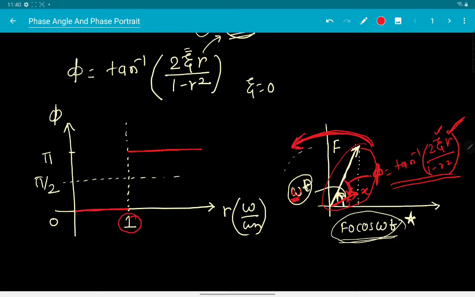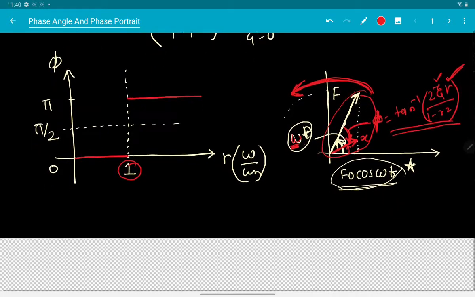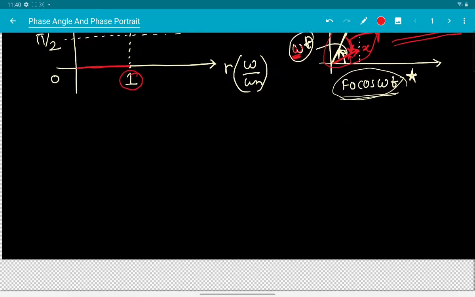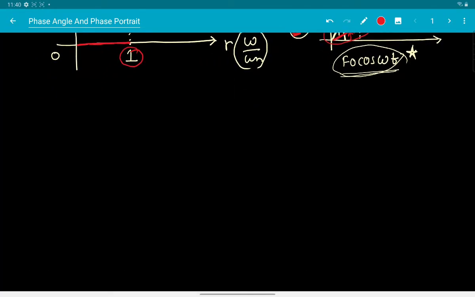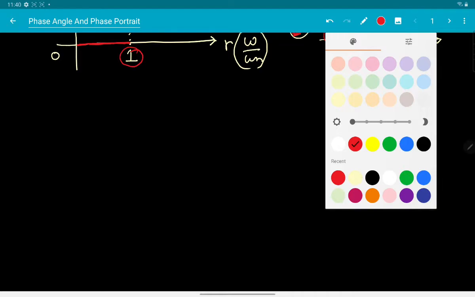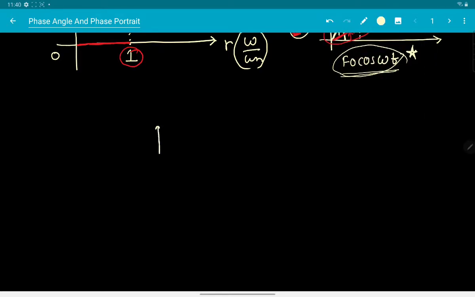And now what we are going to do is try to draw other forces as well on this phase diagram. What we have just now drawn is called a phase diagram. So let me redraw that. This is the x-axis, this is the y-axis, and we just now have drawn f like this. Then we have also drawn x, which was something like this, which was lagging f. And this is x.